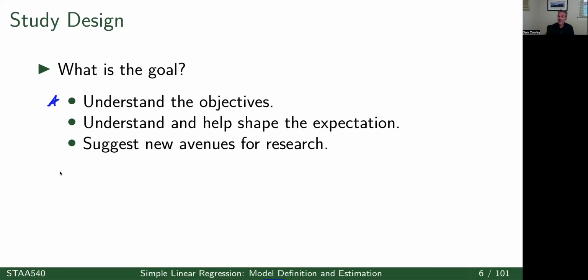You need to have some idea of how much data is collected. In a drug study, you need to set the number of people that are going to be in the treatment and in the control groups. And so you need to know something about how variable you expect the measurements to be. And you may need to suggest new avenues for research. The people that you're working with may have unrealistic expectations, and you might say, well, here's what I think we can really do with the data that you're proposing to collect.